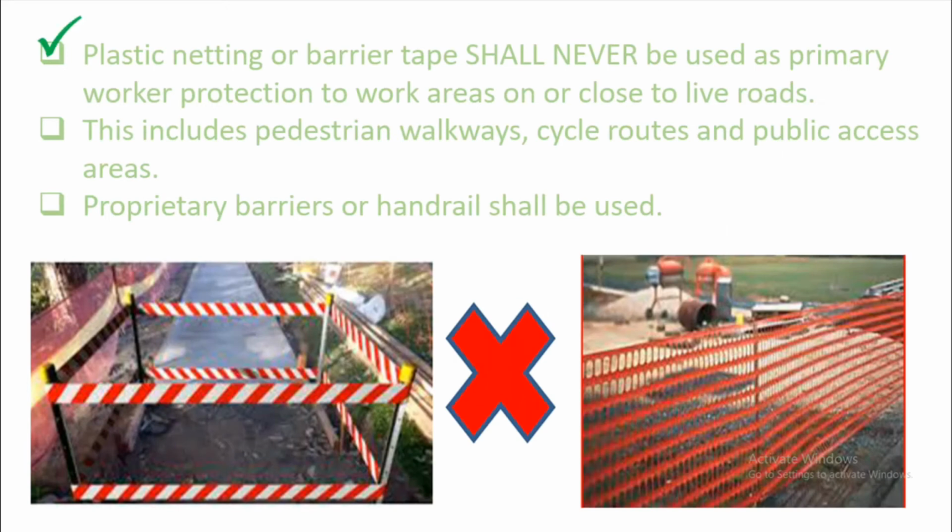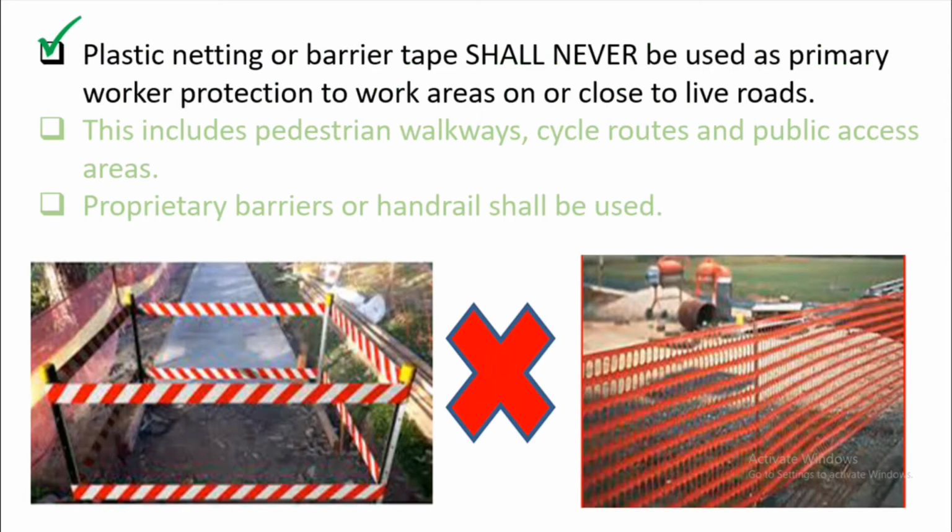Plastic netting or barrier tape shall never be used as primary worker protection to control work areas on or close to live roads. So this plastic barrier or netting is not a primary control. This will serve only as a warning to the motorist, but shall never be used as primary protection for our workers on live roads. So always use the hard barriers like the concrete barriers.